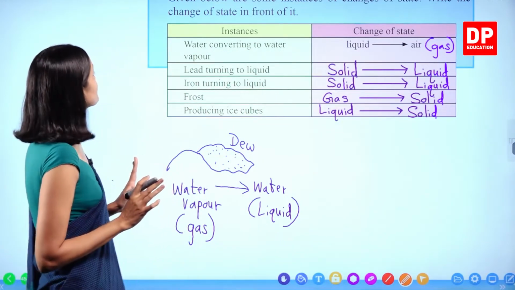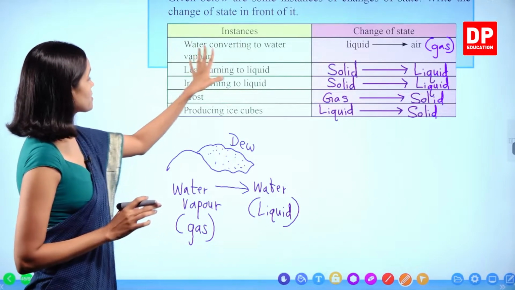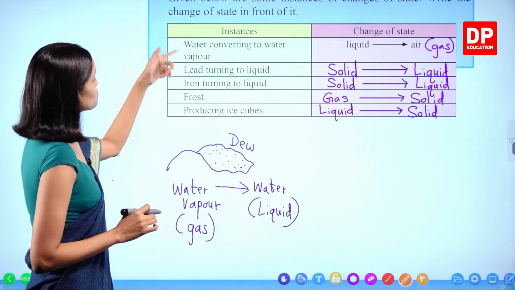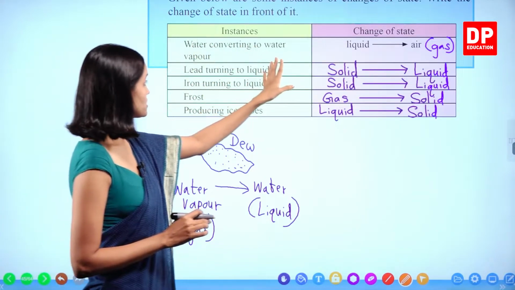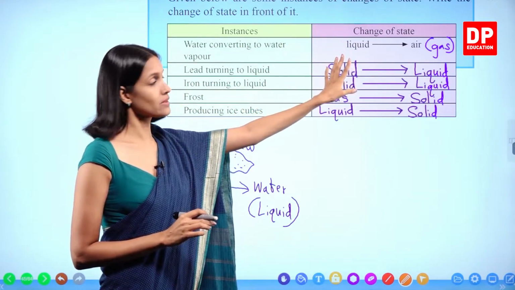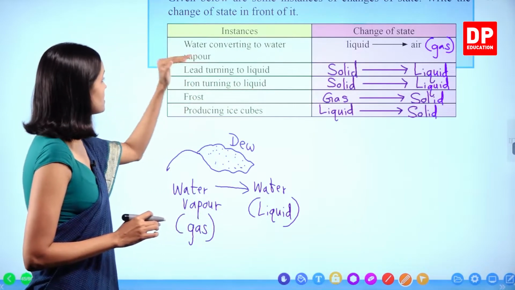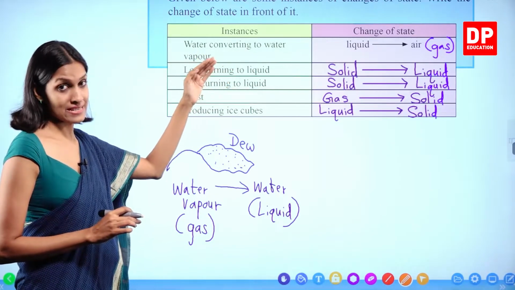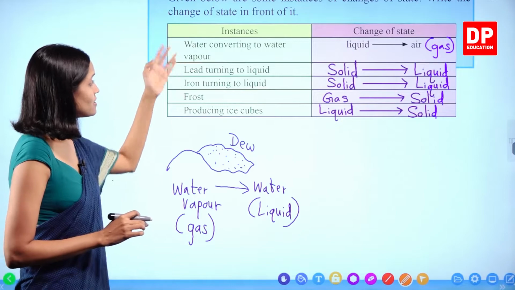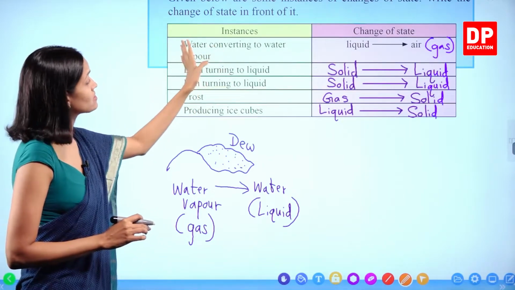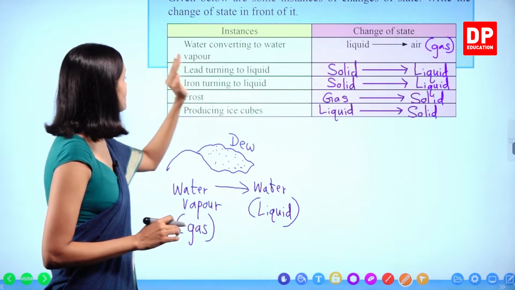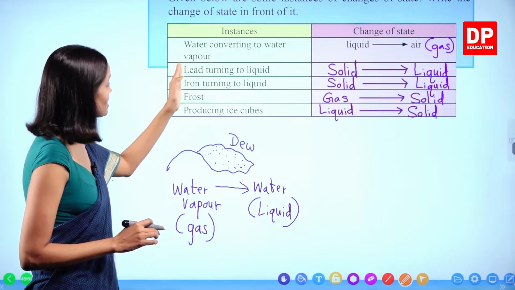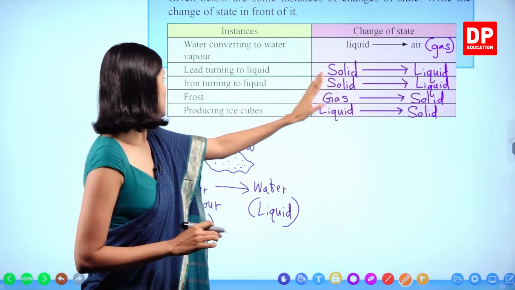Okay, children. So the first instance already given, water converts into water vapor. By heating this happens, right? Liquid water converts to water vapor, or gaseous state. Lead turns into liquid. Lead is a metal, it's a solid. So there when it turns into its liquid, solid to liquid state, right? Iron turns into liquid again, solid to liquid.